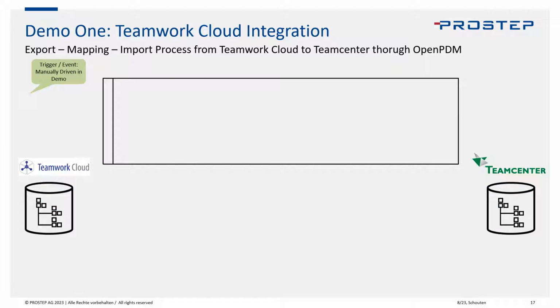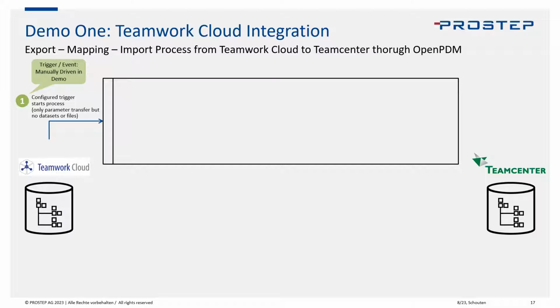So the first demo we're going to do is the Teamwork Cloud integration. And this is using the OpenPDM process server, the Teamwork Cloud connector, and the Teamcenter connector. Now, the Teamcenter connector could be substituted for really any OpenPDM connector. So, it's using the same basic principles, but it could be SAP or Integrity or Windchill or any other system supported by OpenPDM. In this, what we're going to do is start with a trigger.